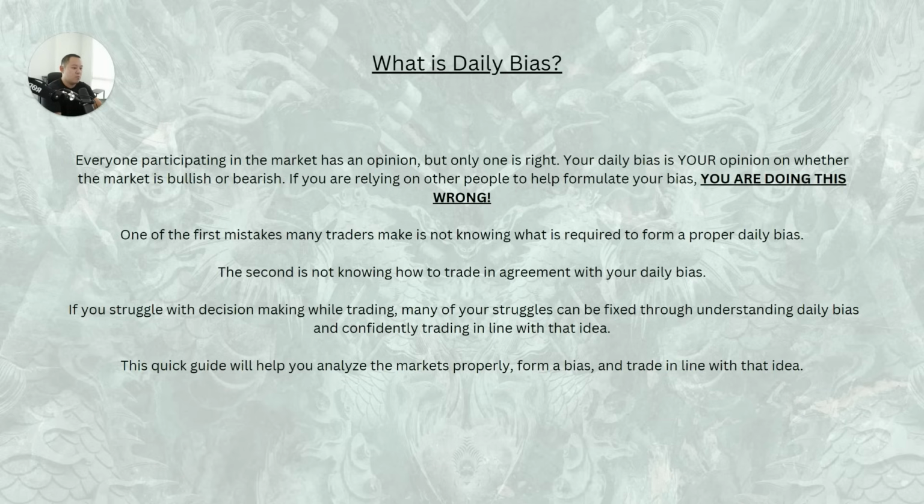Okay? So one of the first mistakes that many traders make is not knowing what is required to form a proper daily bias. The second is not knowing how to trade in agreement with your daily bias. So there are many things that go into formulating a daily bias. We can't just come to the markets with zero experience and expect to create an opinion of the market when we don't know what we're looking at. Yes, you can have an opinion of the market, but is it going to be the right one, and are you going to be confident in it?